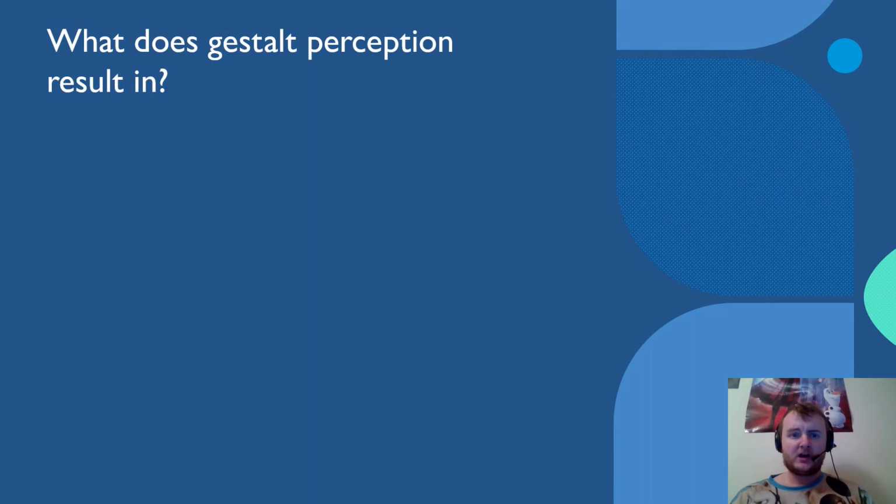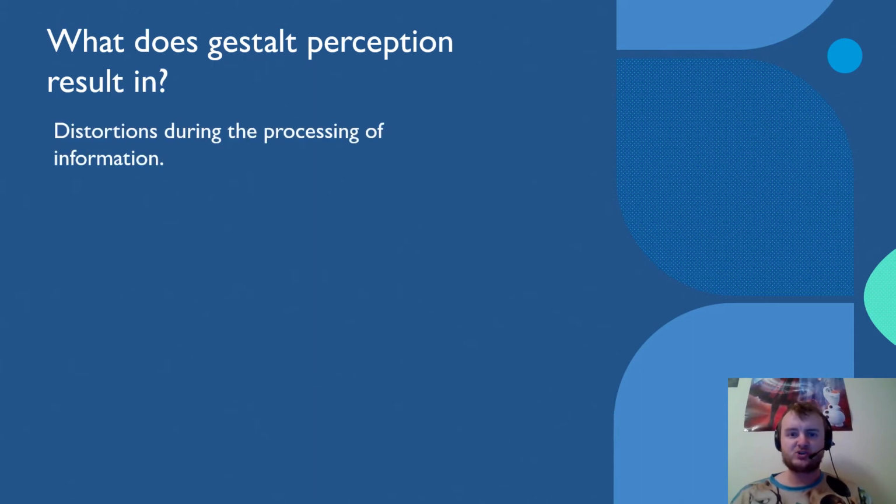Okay, now that I have given you the so what explanation of gestalt perception, I now want to move on to explain the consequences, or the outcomes if you like, that gestalt perception results in. The first thing that gestalt perception can result in is various distortions when the brain is trying to process so much information.